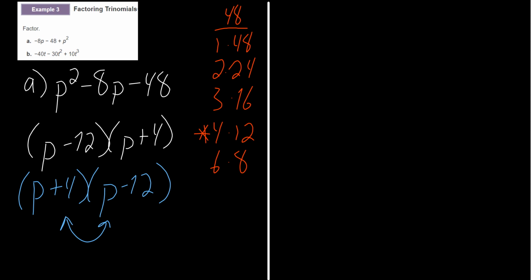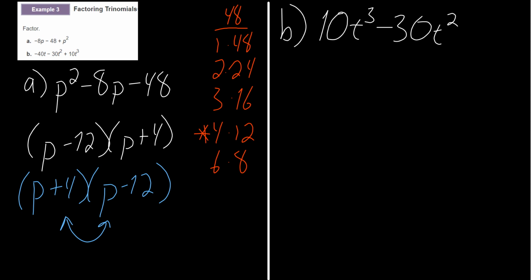All right. Next up, we're going to go ahead and put it in descending order again. So we'll just denote that this is B. We've got a positive 10t cubed minus 30t squared minus 40t.